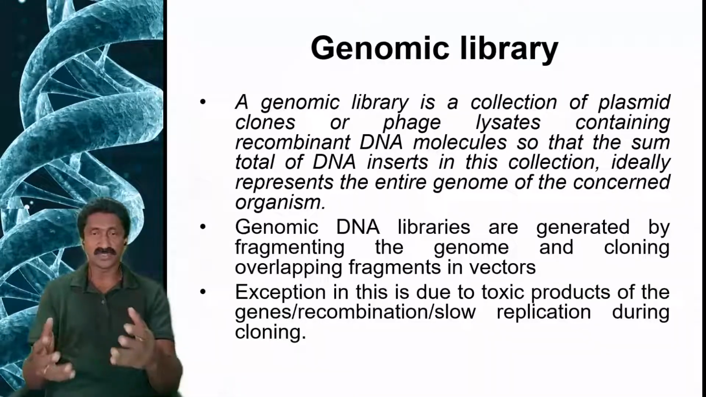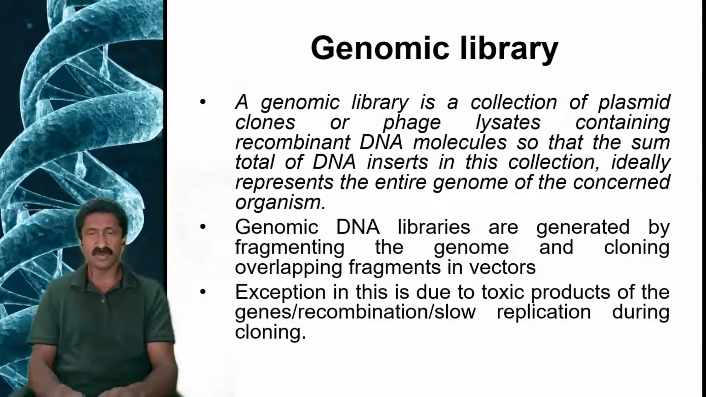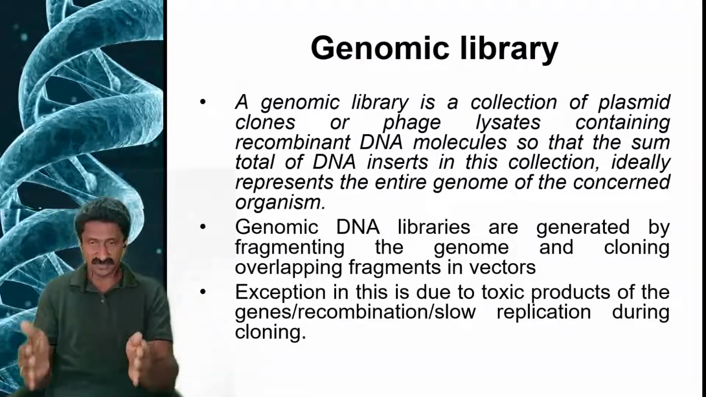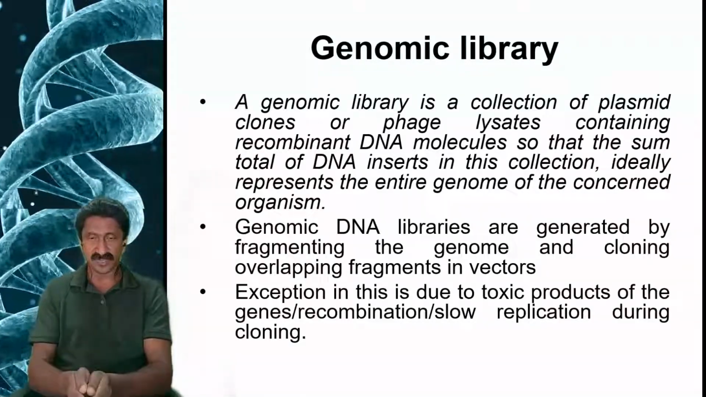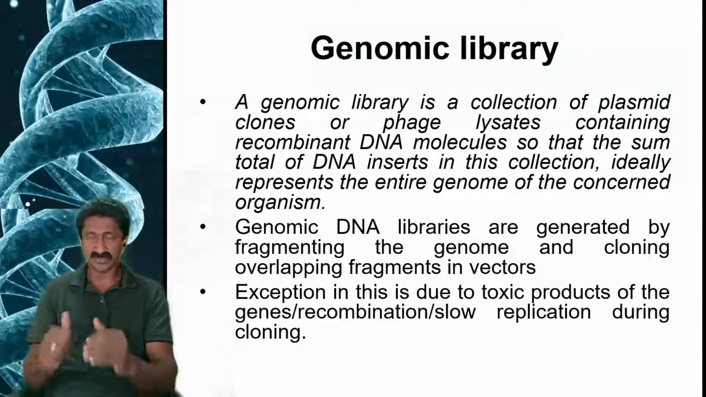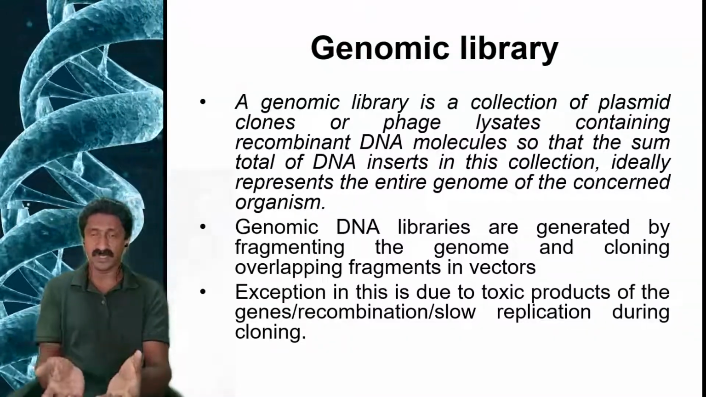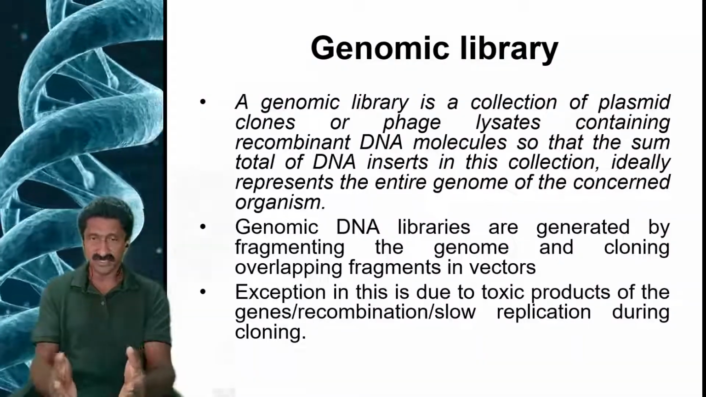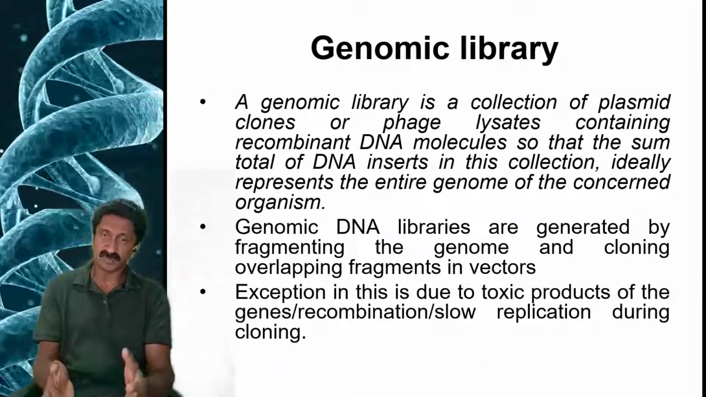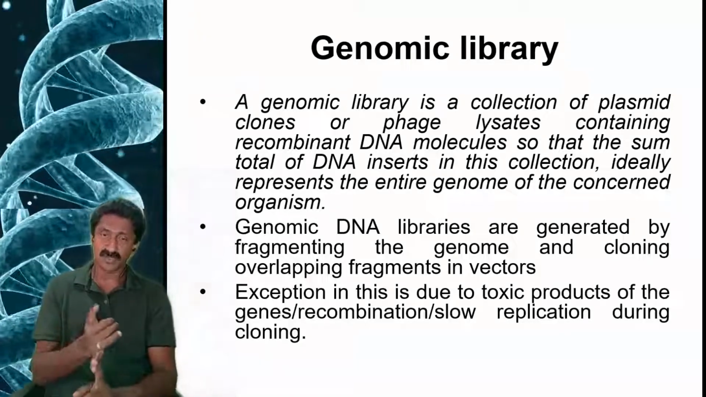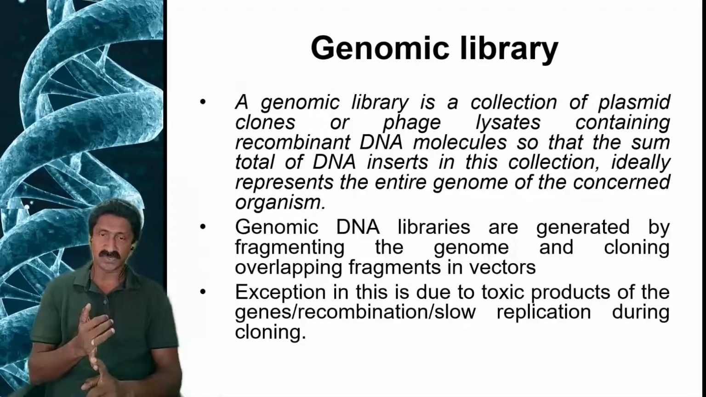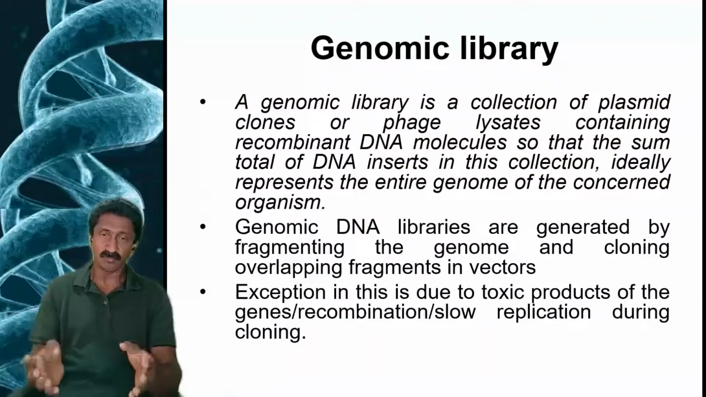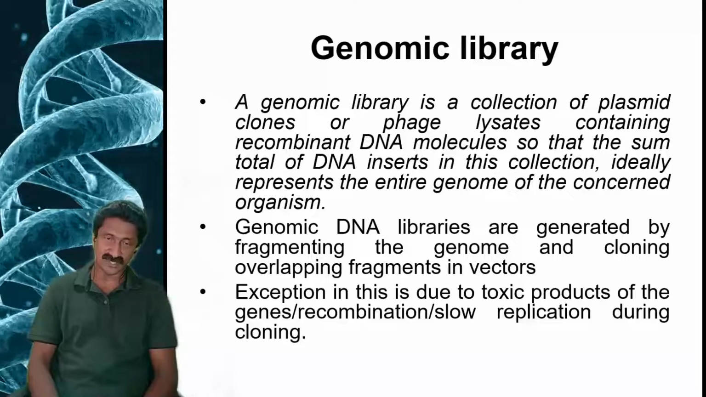So you are trying to clone all the fragments in a genomic library, and you say you are breaking it into 1,000 fragments, and you are expecting 1,000 different clones, but you may get only maybe 990. 10 will be missing. Why will these 10 be missing? Because some of the clones may produce toxic products which will prevent their growth. So the clone will not grow because the product will be toxic to the cell.